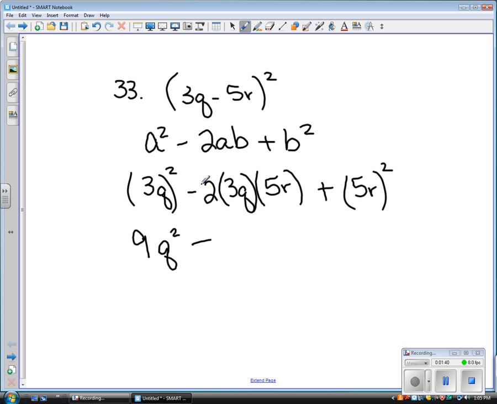Minus, now you're going to multiply all your coefficients. So 2 times 3 is 6. 6 times 5 is 30. QR. Plus, you got to square this. So that means 5 squared is 25. And r squared. And there's nothing you can add or subtract. Okay, anybody have a question on 33?